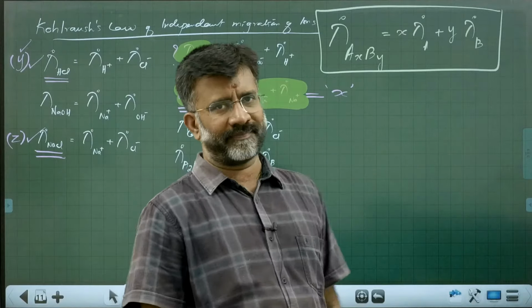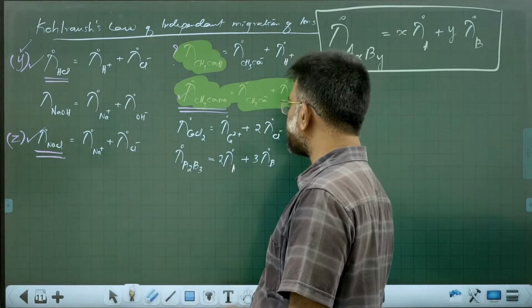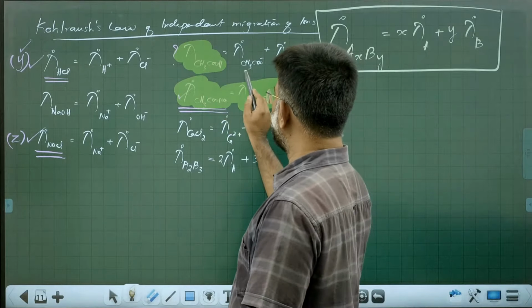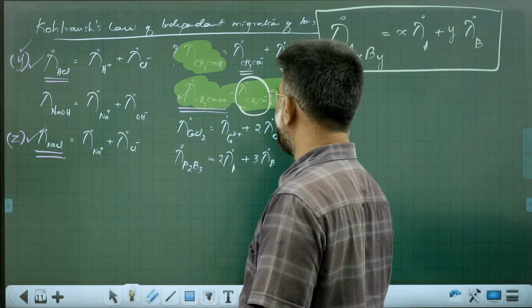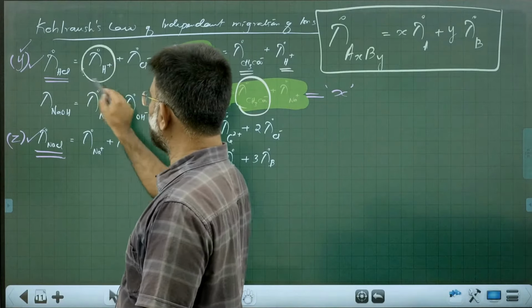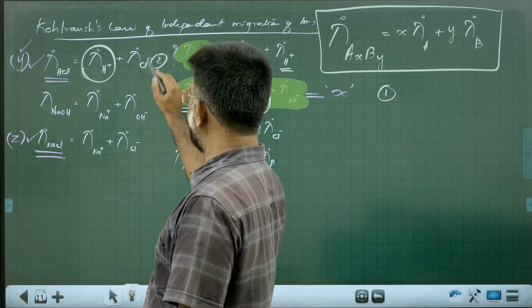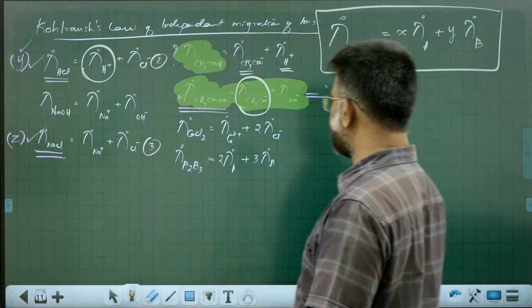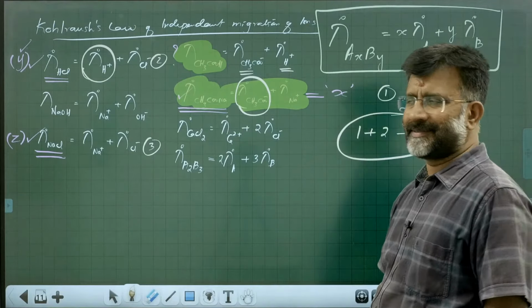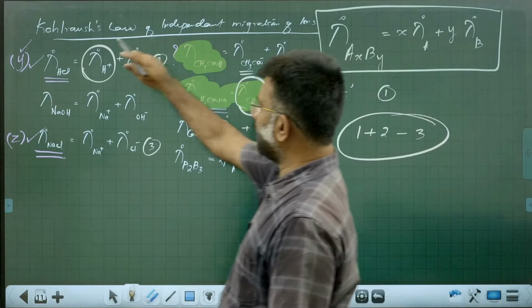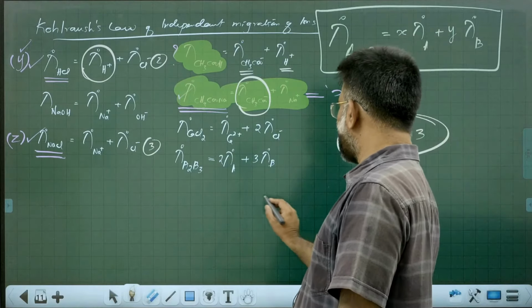Very simple. How to determine? How to find out? Tell me. We want this, that means we want this and this. This you can get from here, and this you can get from here. So this is equation 1, this is equation 2 and this is equation 3. Very simple. Equation 1 plus 2 minus 3 will satisfy the result. You add this and subtract this. So what will be the result?